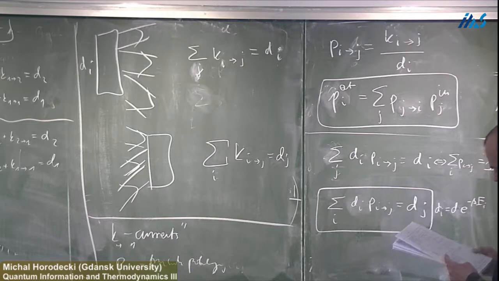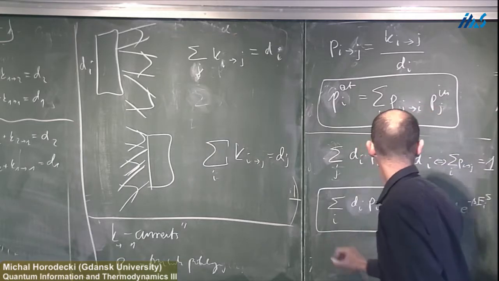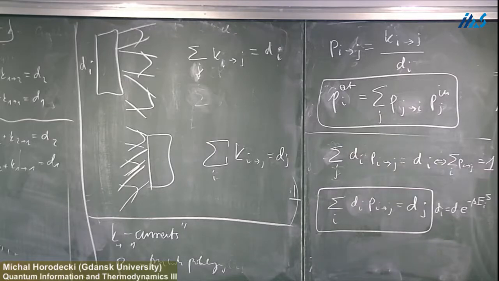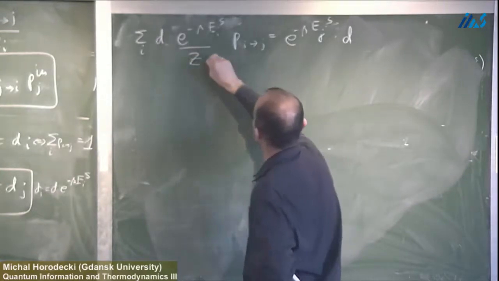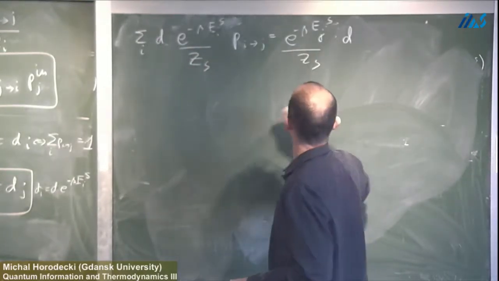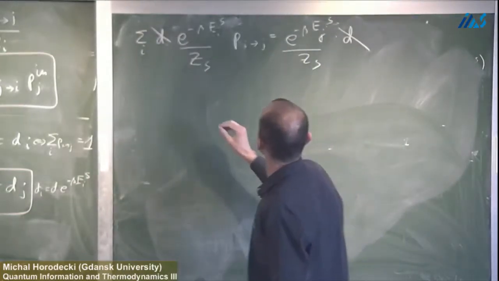Minus or plus? Minus of the system, right? So we insert it. We insert now into this equation. So we have this e2 minus beta e_i s pi_j is equal to e2 minus beta e_j s. And now you can maybe divide or multiply. So you can divide by z if you want, and you can cancel this. So what you get is this.